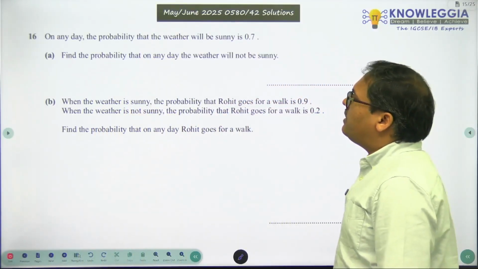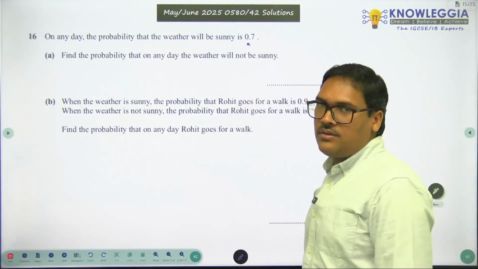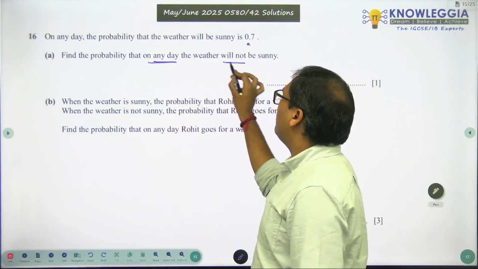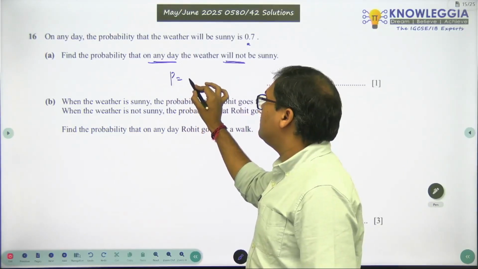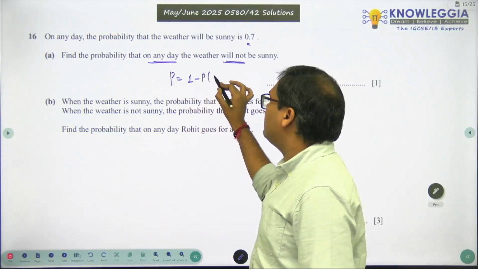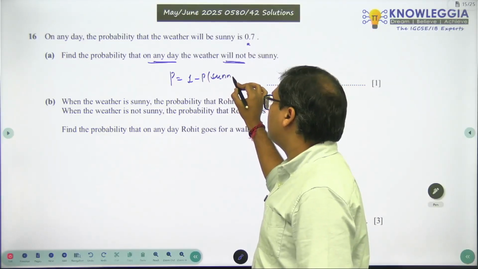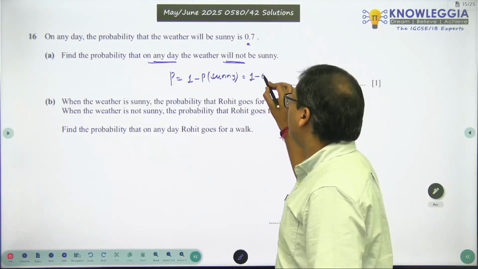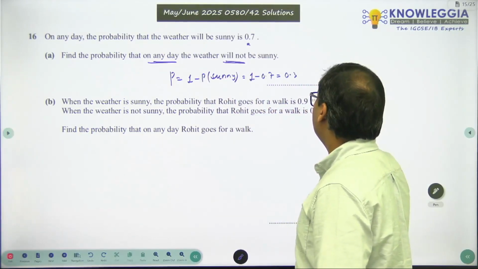On any day, the probability that the weather will be sunny is 0.7. Find the probability that on any day the weather will not be sunny. So what is the probability that the weather is not sunny? This is 1 minus the probability the weather is sunny. That is the complement, which is 1 minus 0.7. So what is the answer? This is 0.3. This part is pretty easy.